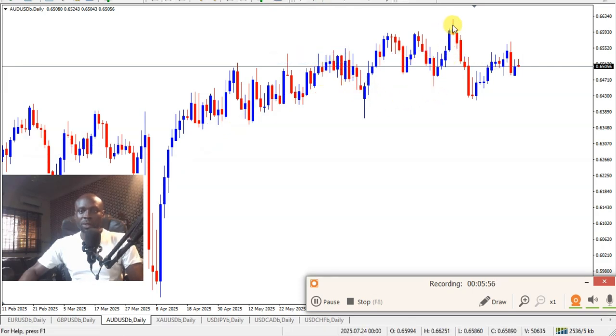So we can see that we have a higher high, then we have a lower high. This indicates a shift in trend. So before we can sell the AUDUSD, we expect price to break below this level before we can start looking for any selling opportunity on the AUDUSD this week.